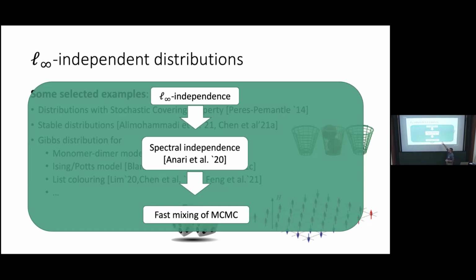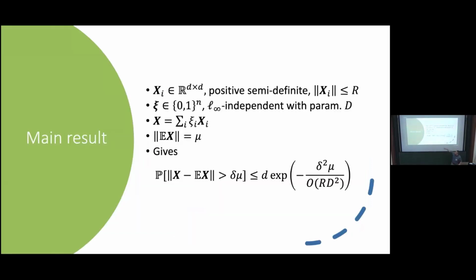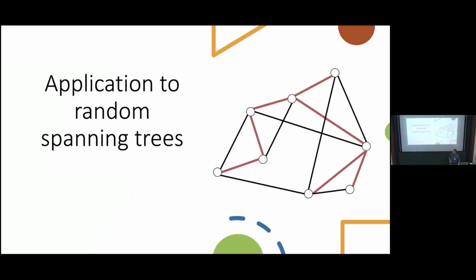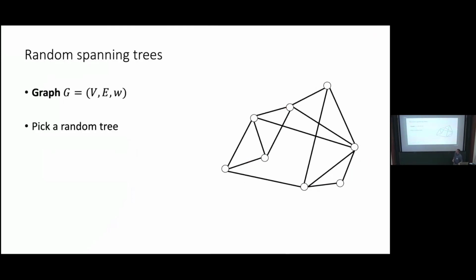So this was just to mention that I'm not going into the details about this part. But I just restate the main theorem, and now you should know what L-infinity independent means. And in the remaining time, I would like to show you an example of how we can apply this to computer science. In particular, we talk about random spanning trees.